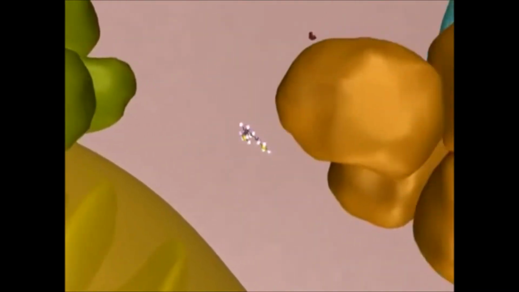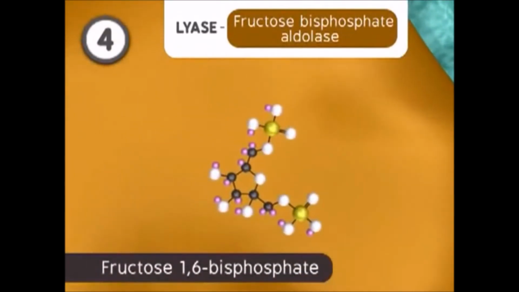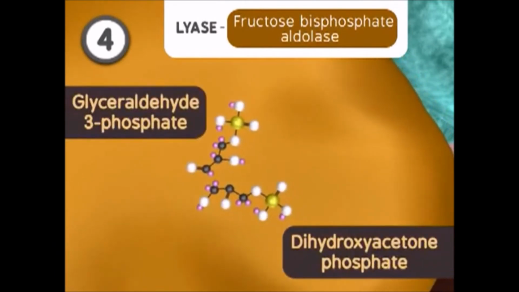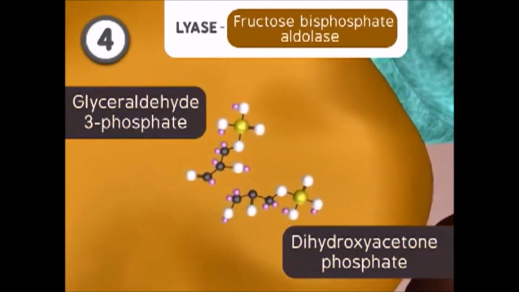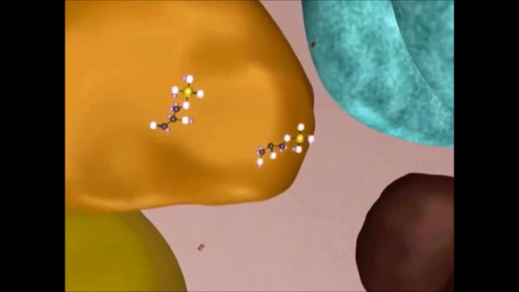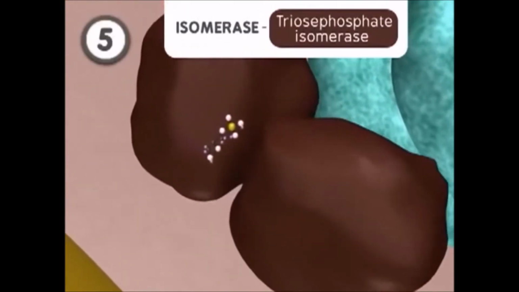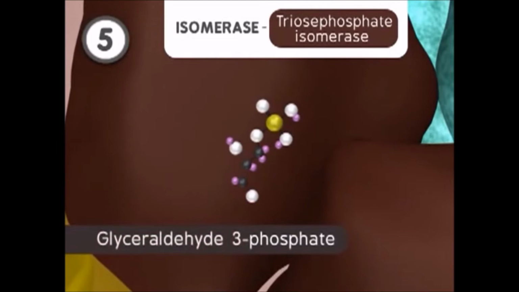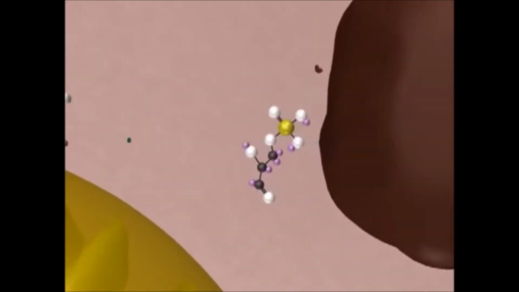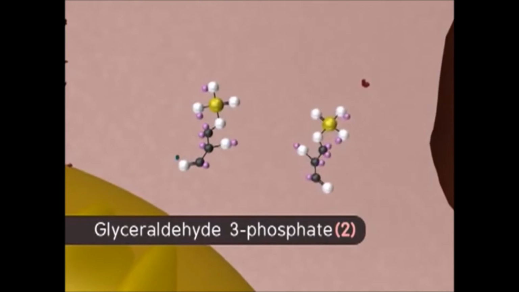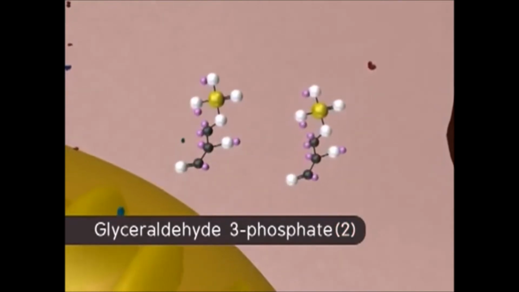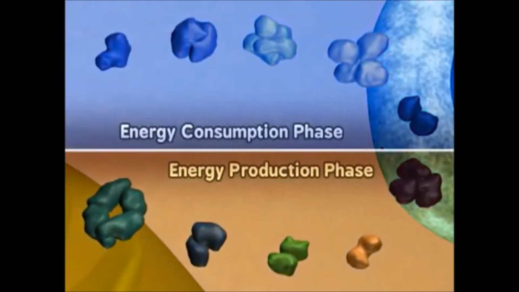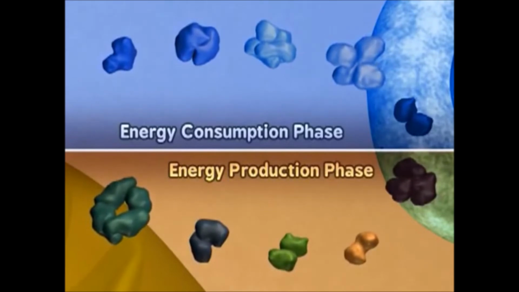In the fourth step of glycolysis, a lyase reaction splits the 6-carbon fructose 1,6-bisphosphate into 2 3-carbon sugars, dihydroxyacetone phosphate and glyceraldehyde 3-phosphate. The dihydroxyacetone phosphate is rearranged by another isomerase to form a second glyceraldehyde 3-phosphate. At this point in glycolysis, glucose has been metabolized into 2 glyceraldehyde 3-phosphates and 2 ATPs have been consumed. The next 5 steps of glycolysis are the energy-producing phase.